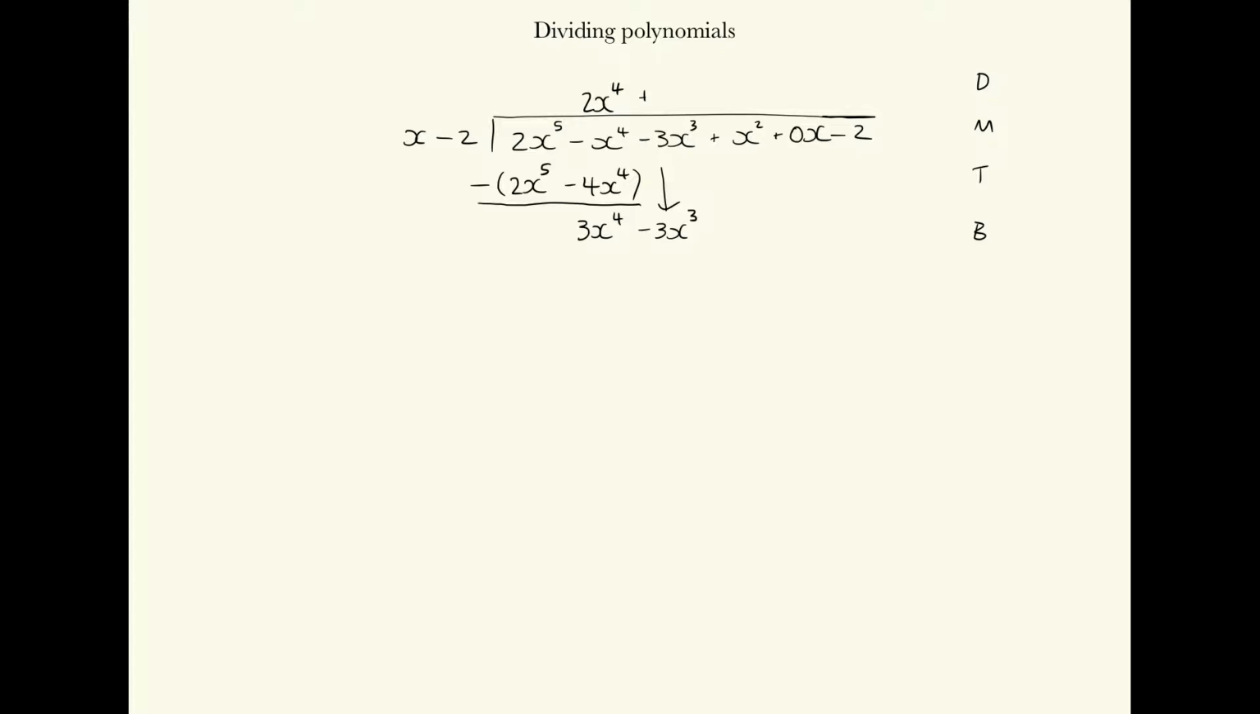So plus 3x cubed. Now that term we've just written there is now going to be multiplied by both x and negative 2. So 3x to the power of 3 multiplied by x, that gives us 3x to the power of 4.